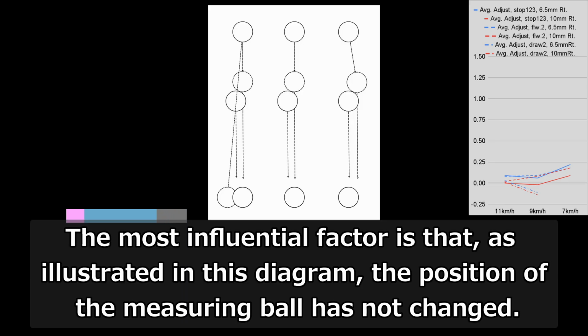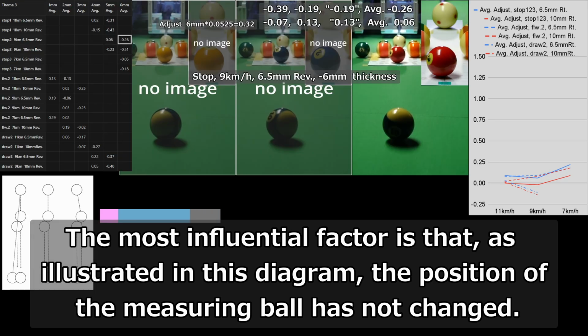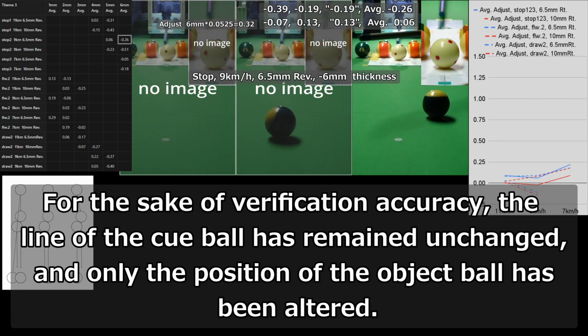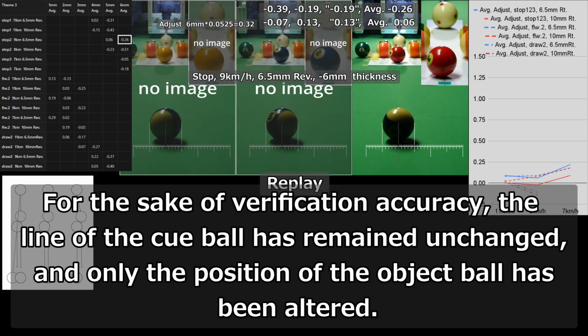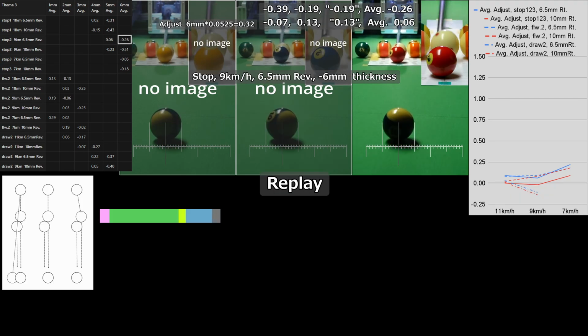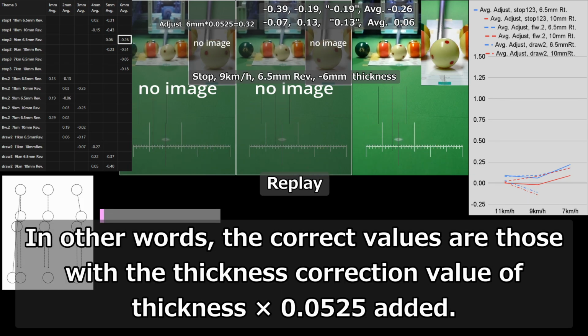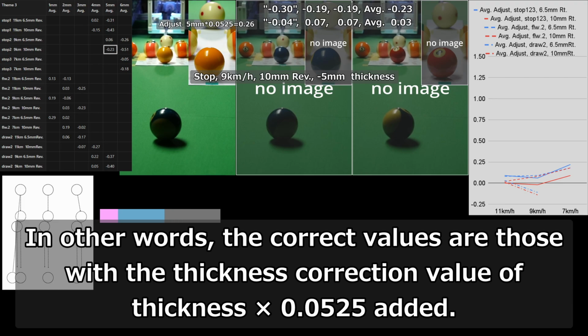The most influential factor is that, as illustrated in this diagram, the position of the measuring ball has not changed. For the sake of verification accuracy, the line of the cue ball has remained unchanged, and only the position of the object ball has been altered. Ideally, the measurement position would shift by 0.05 mm each time the thickness changes by 1 mm. In other words, the correct values are those with the thickness correction value of thickness times 0.05 added.